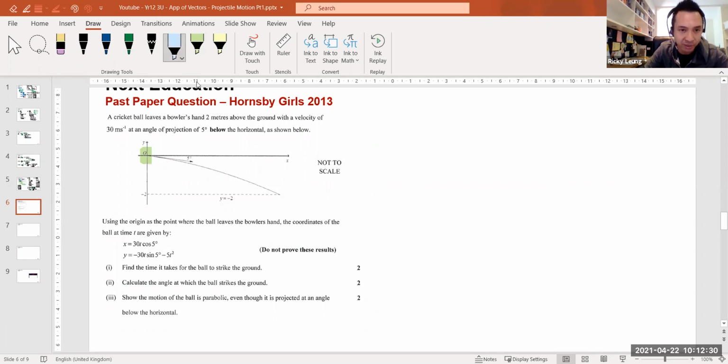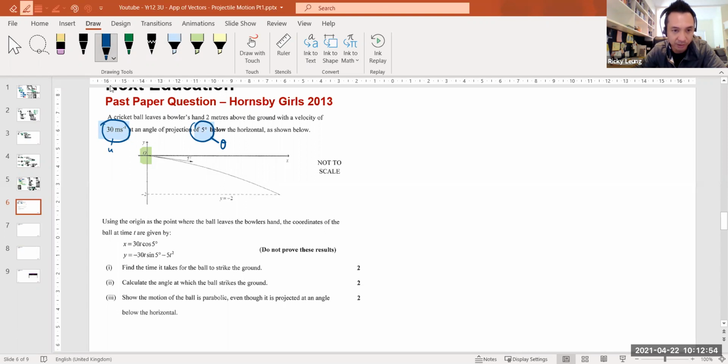All right, what do we have here then? So 2 meters, velocity, 5 degrees, right? At an angle of 5 degrees. So initially, it starts projecting at 5 degrees, right? So let me just circle that. That is u. That is theta.